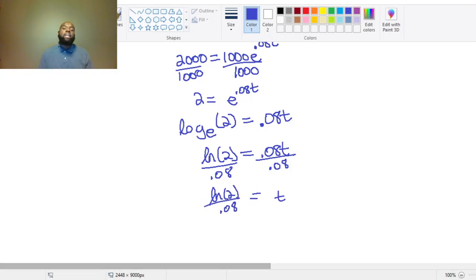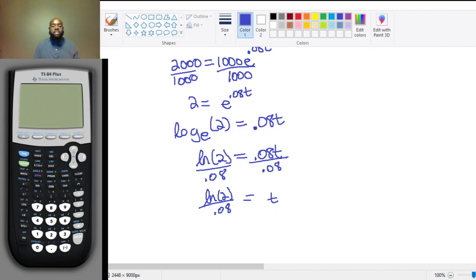Just so that we can get familiar with the calculator, let's put this in our calculator. Here, I'm going to do the natural log, ln of 2, divided by 0.08, and I get 8.664. When we're talking about finance, that's called years.